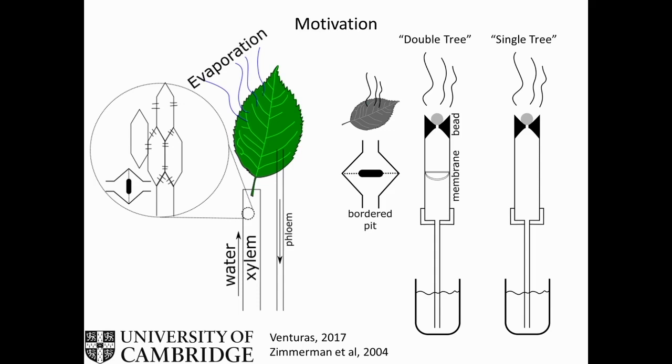And we try to rationalize this idea for the lab by building something which we call our lab tree, where we have evaporation from a hydrogel-like bead, which is our leaf. And then a membrane halfway up the stem, which is again like a bordered pit, where we again have a bit of hydrogel. The whole thing would be filled with water, connected to a reservoir, you have evaporation, and this should pull water up.